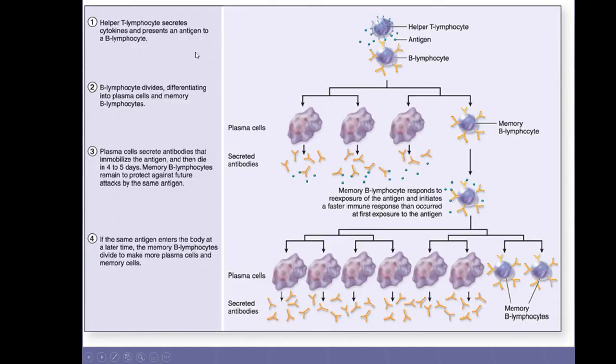And so here's an idea of what's going on here. So here's your helper T lymphocyte. It activates the B lymphocyte. The B lymphocyte differentiates into these plasma cells or memory B lymphocytes. The plasma cells secrete antibodies that go out and target the antigens. And then the memory B lymphocytes hang around, and if that antigen ever comes back, you have a more powerful response because it remembers that antigen.